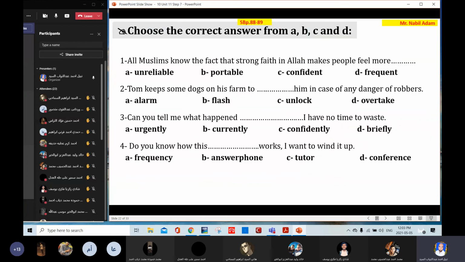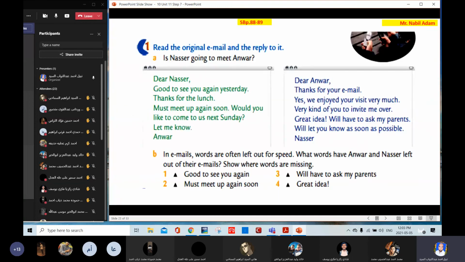Here, you can use this exercise later. Fill in the space with words from the list or choose. Read the original email and the reply to it. Here, this is an email from Anwar to Nasser, and this is the reply. Is Nasser going to meet Anwar? You have to read and answer the question.